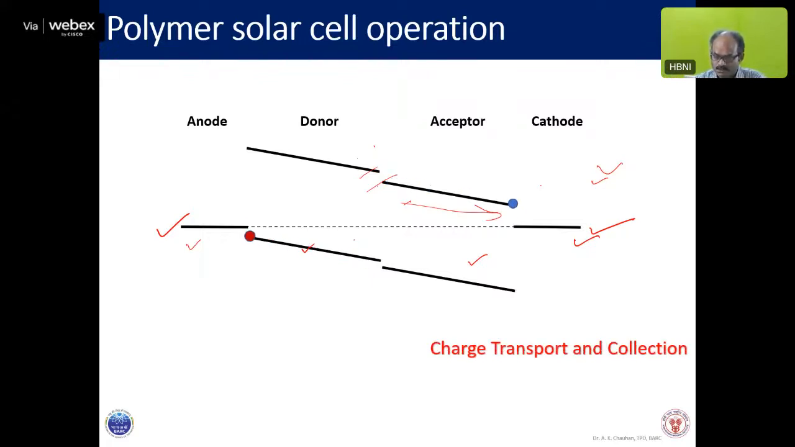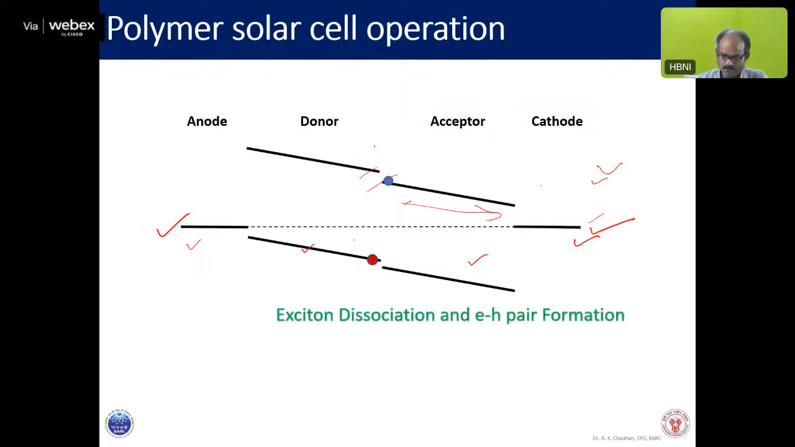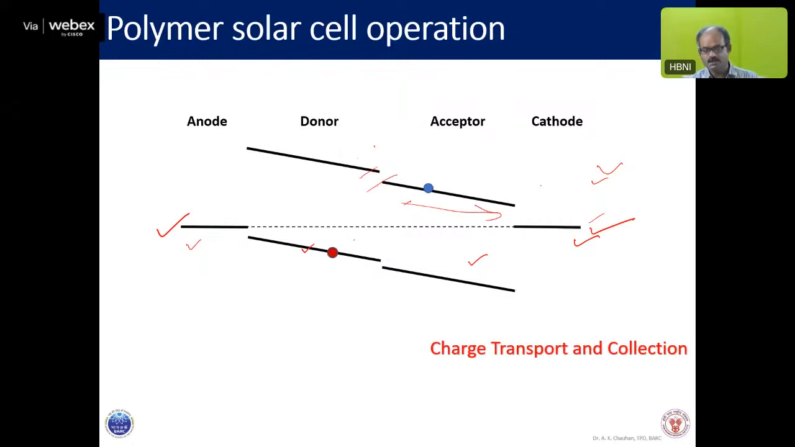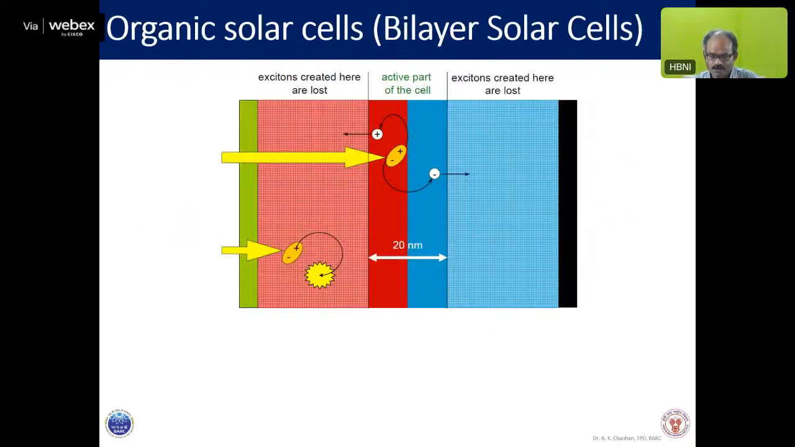When it moves, it reaches the junction, then the electron is collected by the cathode, and the hole is collected by the anode, and then the current flows through the circuit. This is just for understanding how a solar cell works. So now we understood that the exciton has to move to the boundary. Before it moves to the boundary, it should not recombine.